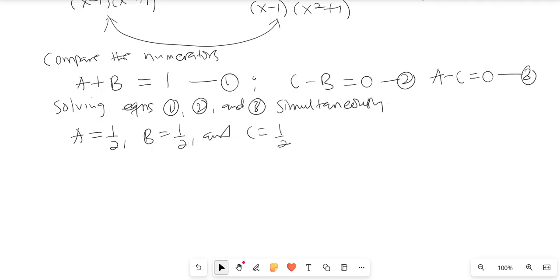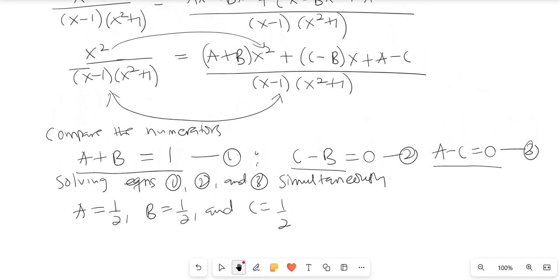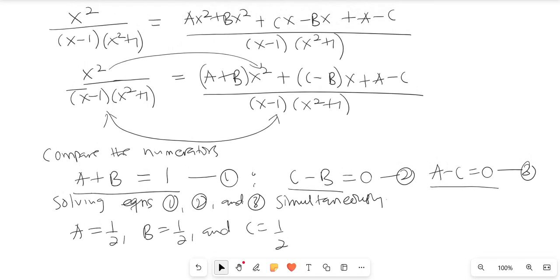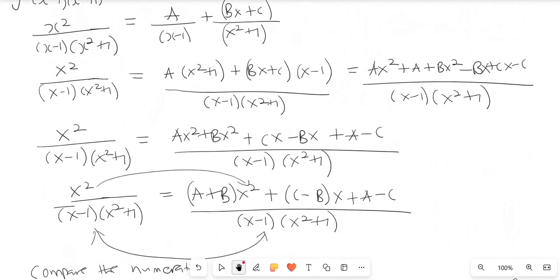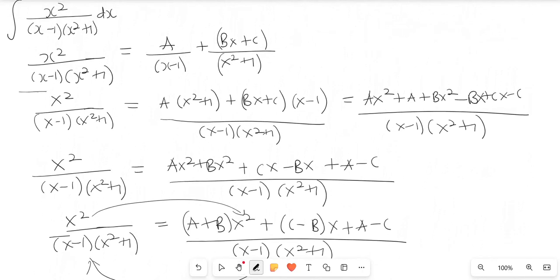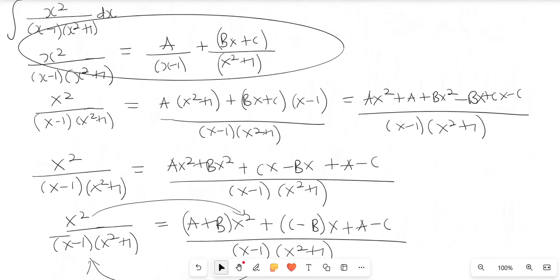Plug that in. It works. A is half, B is half, so half plus half is equal to 1. First equation is satisfied. C is half, B is half, half minus half is 0. A is half, C is half, half minus half is 0. So it satisfies all three equations. Now that we have A, B, and C, we can plug them back into our original equation, when we started first, that is this equation.